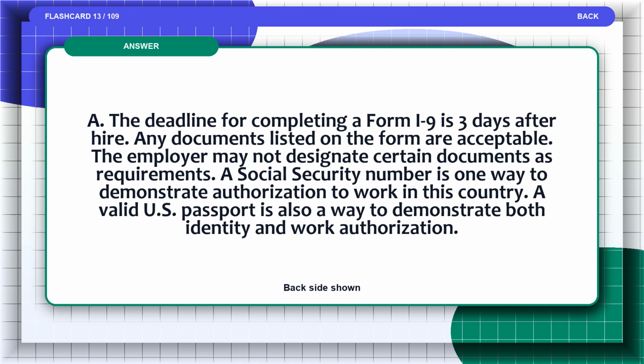The answer is the deadline for completing a Form I-9 is 3 days after hire. Any documents listed on the form are acceptable. The employer may not designate certain documents as requirements. A social security number is one way to demonstrate authorization to work in this country. A valid U.S. passport is also a way to demonstrate both identity and work authorization.